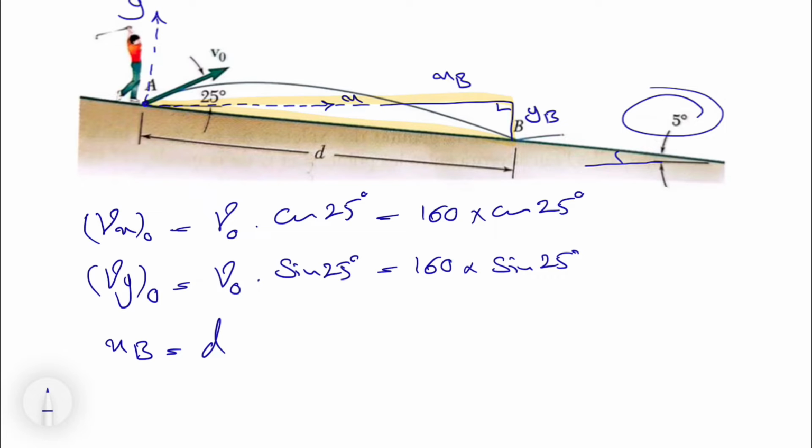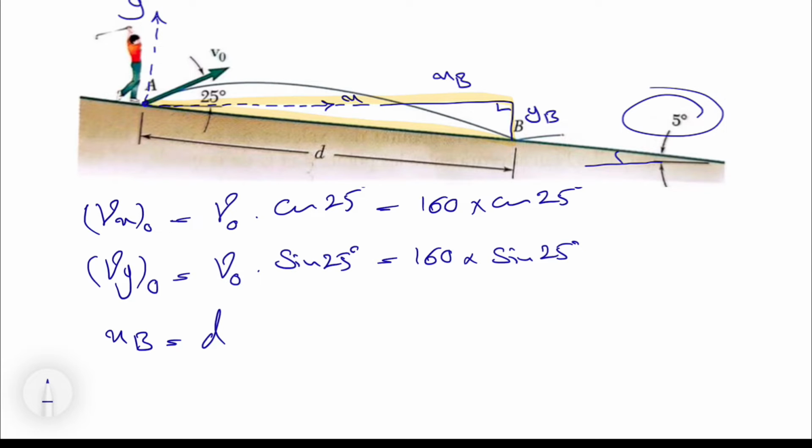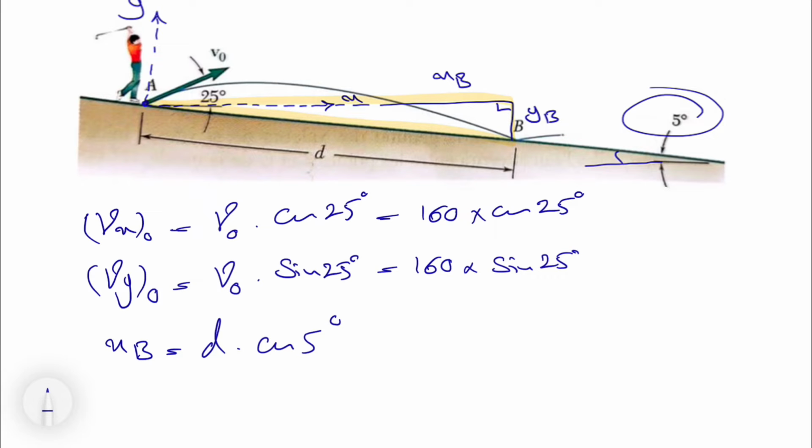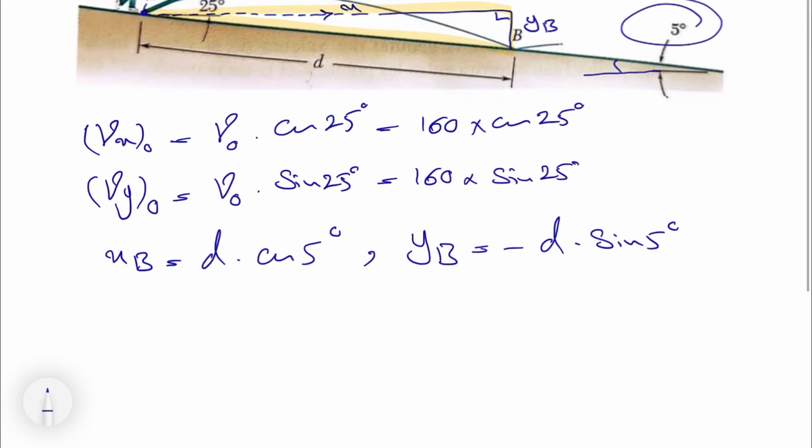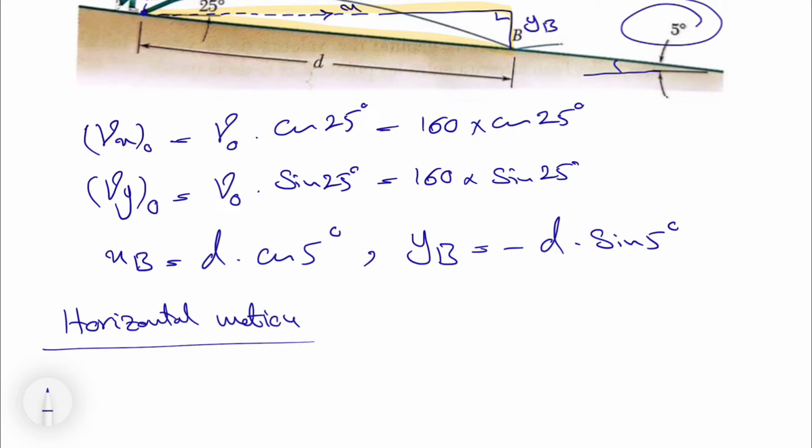That's what we have. And also, if we want to find the xb and yb that I showed earlier, we see that our xb will be simply d, which is the hypotenuse of the right triangle, times the angle 5 degrees. So d times cosine of 5 will be our xb. And if we want to find yb, we'll see that y is in the negative side of y, so we have a negative sign in here: it will be minus d times sine of 5 degrees. These are all information that we can get from the question before going to our horizontal and vertical motions.